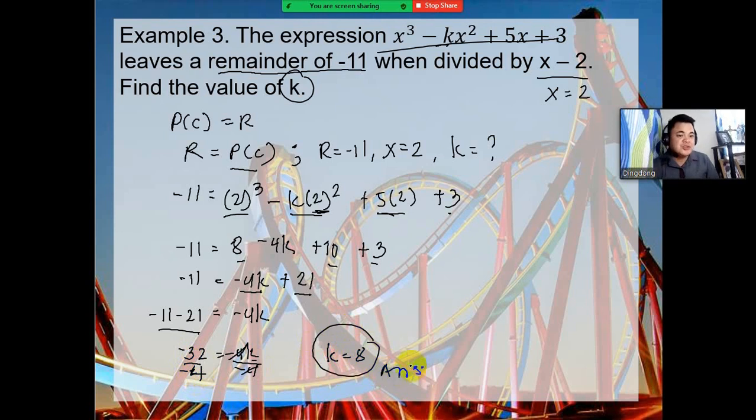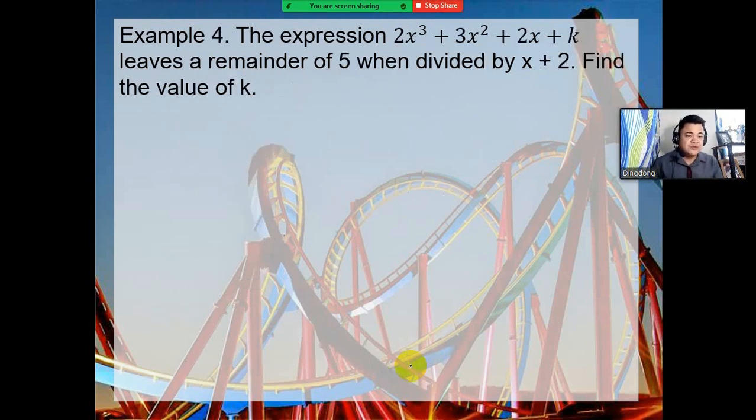So that's how you solve for the value of k using the remainder theorem. You should have your remainder and, of course, the divisor. So you are going to use the statement that P of C is equal to R, or R is equal to P of C. To better understand and to be familiar with this one, let's have another example. Example 4. The expression 2x cubed plus 3x squared plus 2x plus k leaves a remainder of 5 when divided by x plus 2. Find the value of k.